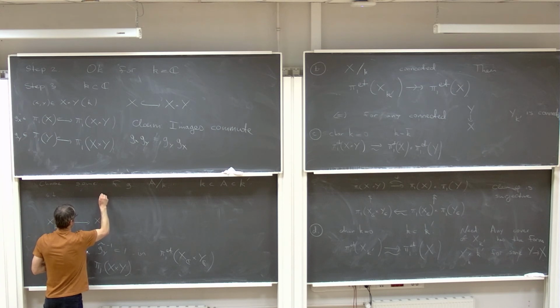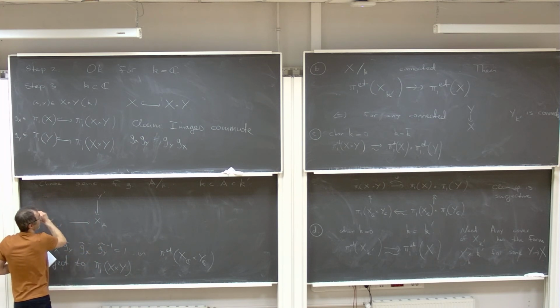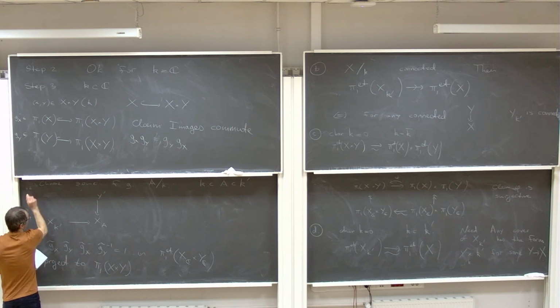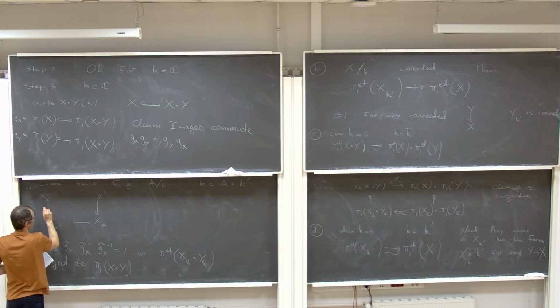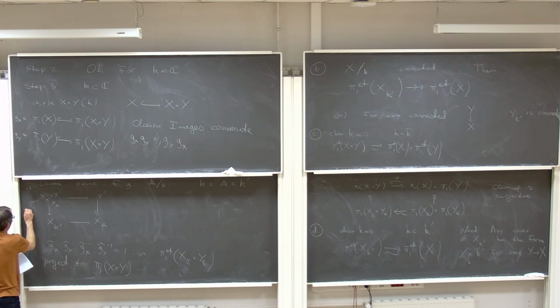So this is Y prime, such that, and this is the base change. So this is X, X_K prime, X_A, Y prime, and this is our cover. Again, using this fact about the inductive limit of categories, you can always find a finitely generated A with this property.